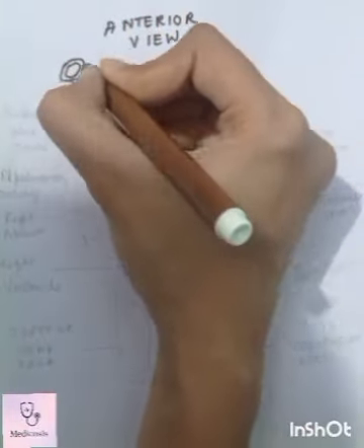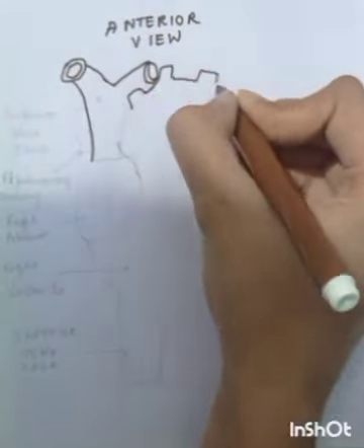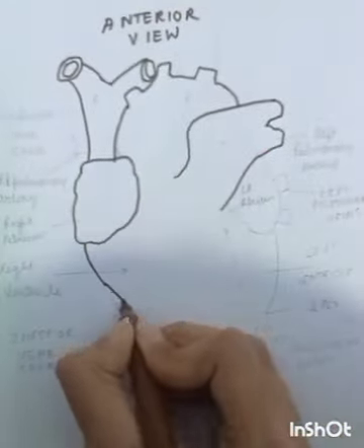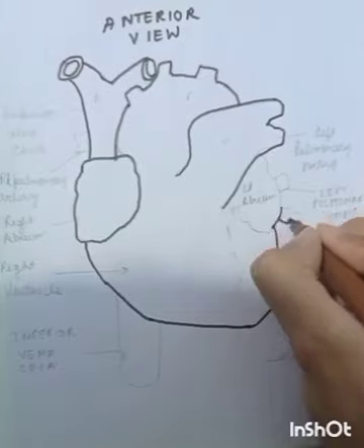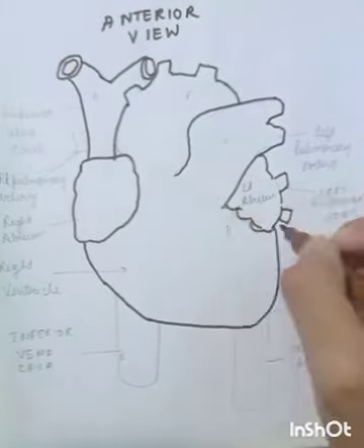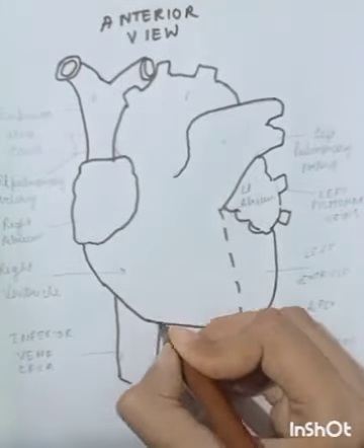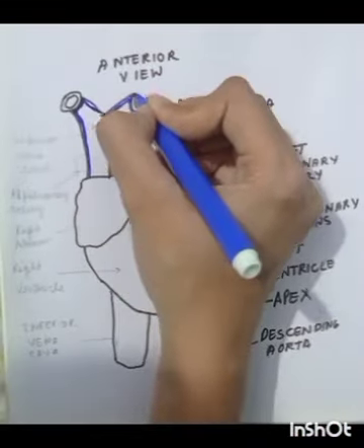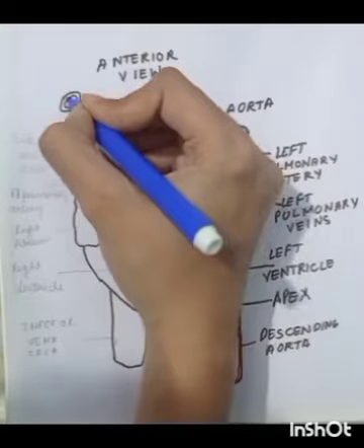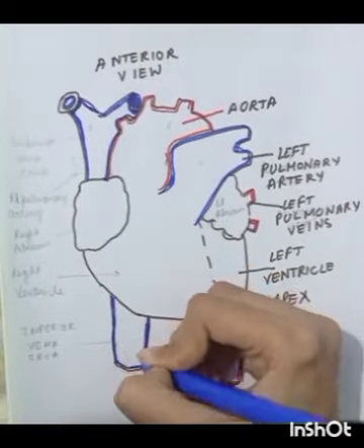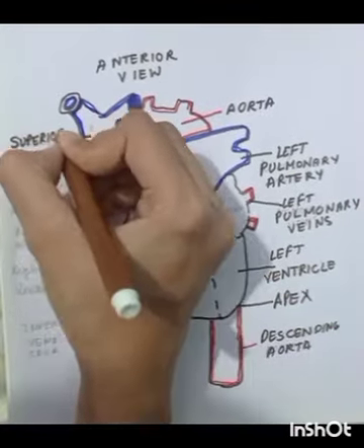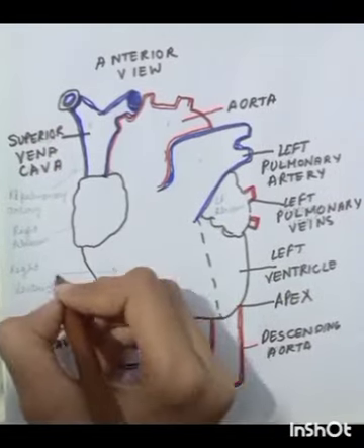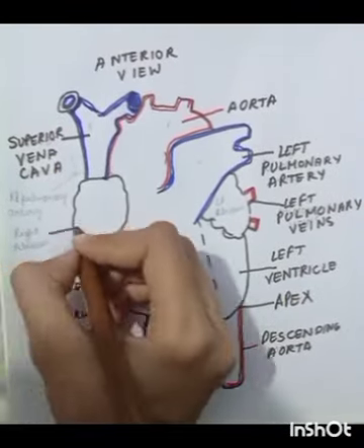Now we will learn about the heart. We all know that the heart is a muscular organ about the size of a fist, located in the mediastinum in the thoracic region, slightly left of the midline. It weighs about 250 to 300 grams and has four chambers: the right atrium, left atrium, right ventricle and left ventricle.